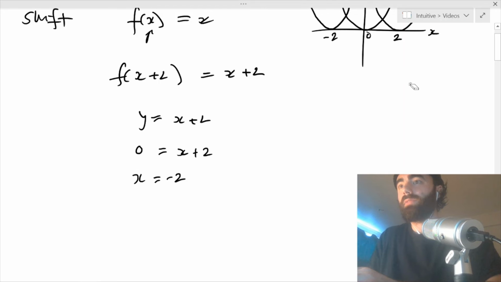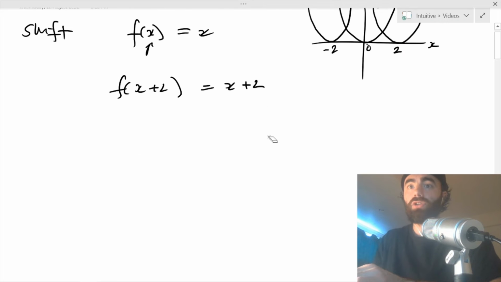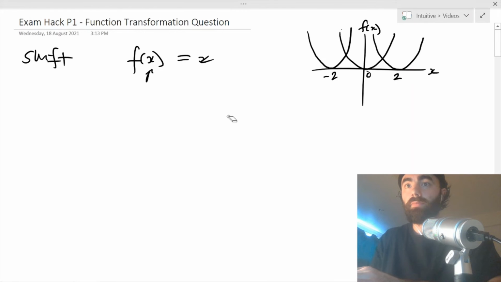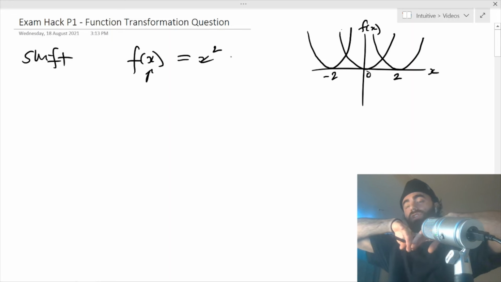People seem to get tripped up on that. It's just the opposite, and the reason for that is because of exactly what I showed you. Just sub them in and it will make sense. Okay, so that's like shifting. So we can shift it up and down, and we can shift it left and right.